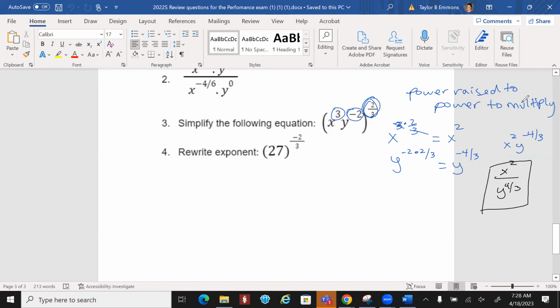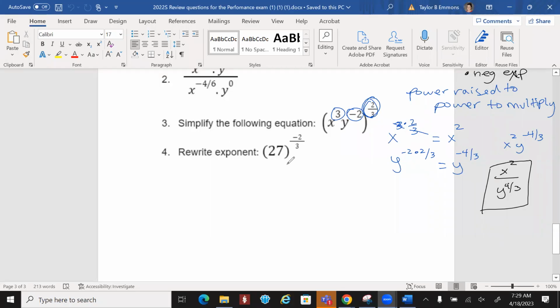So we have power raised to a power, we're going to multiply. We have negative exponents. Wow, my handwriting's trash. Okay, negative exponents, sorry. And that's all. Last one.